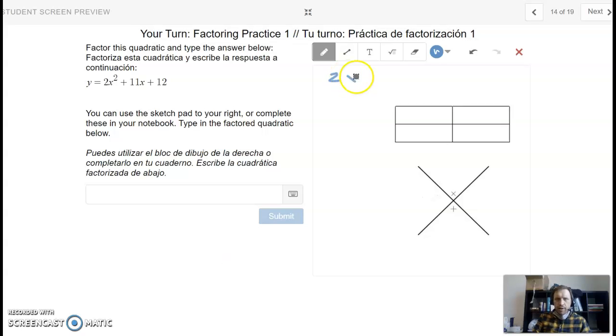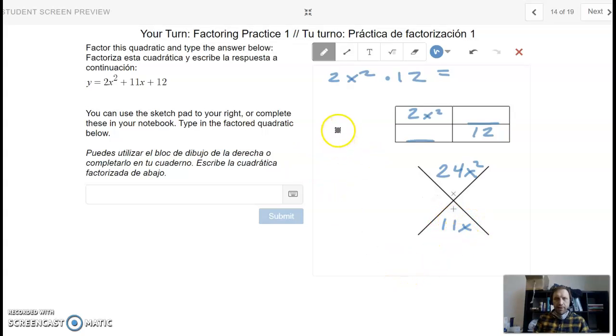I take that 2x squared and I place it right here. I take the 12 and I place it in the bottom right corner. Then when I multiply those two together, I know that I have 2 times 12 is 24x squared. And that's what I need my two factors to multiply to. So this right here and this right here need to multiply to 24x squared, and they have to add to this middle term right here, which is 11x.